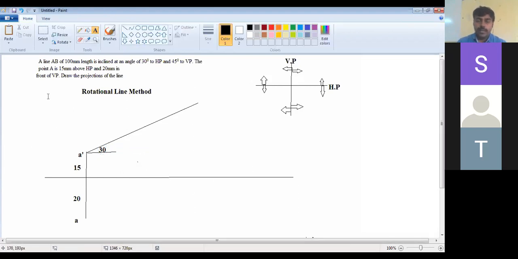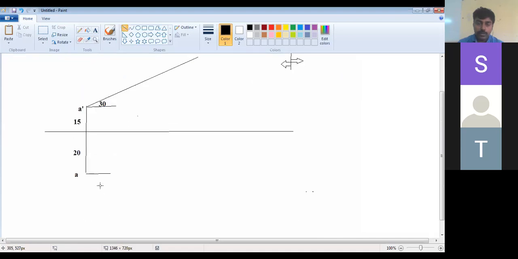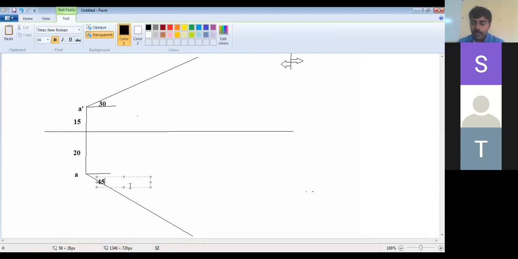Next step, the next angle I said to draw, second, 45 degrees to VP. So I am drawing 45 degrees to VP. VP is always drawn below the XY line. This is the reference line, and now from here I will mark the 45 degrees line. How much angle am I marking? It is 45.